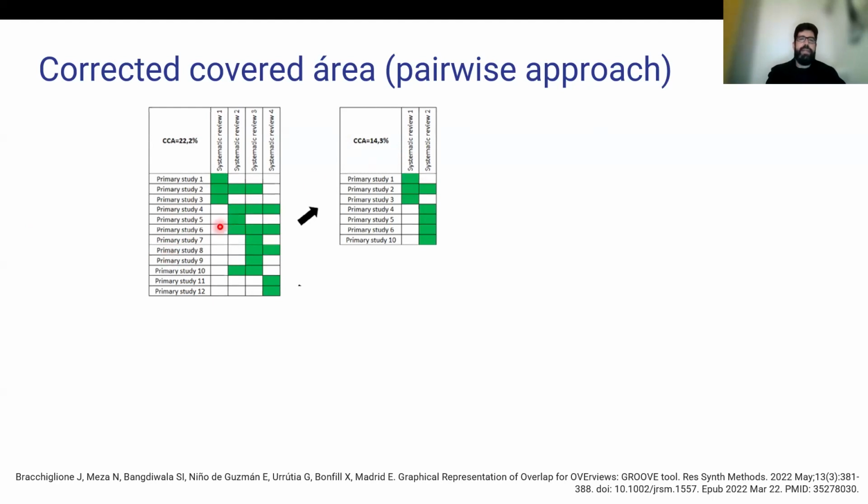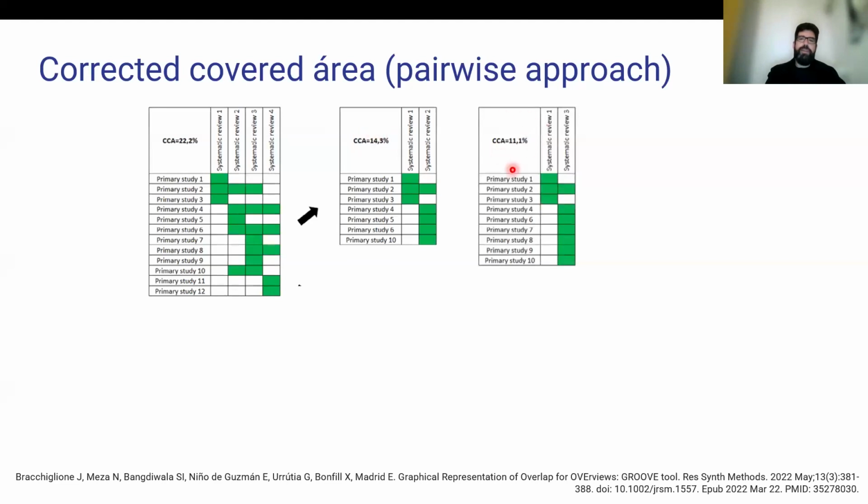So for example, in this case, I took just systematic review 1 and systematic review 2, and I made a little matrix with just these two systematic reviews. So I see the CCA, it's a little different. Not so much, but a little. So I repeated this process for each possible pair of systematic reviews.